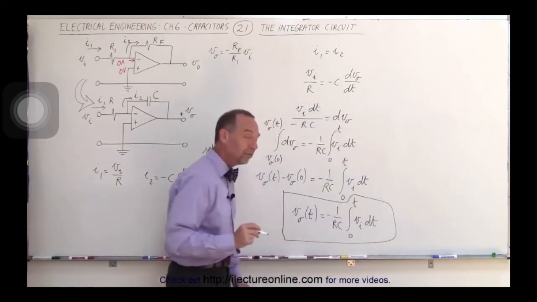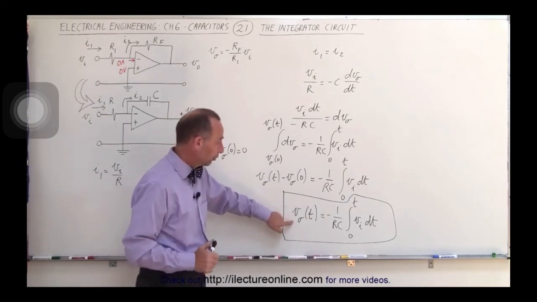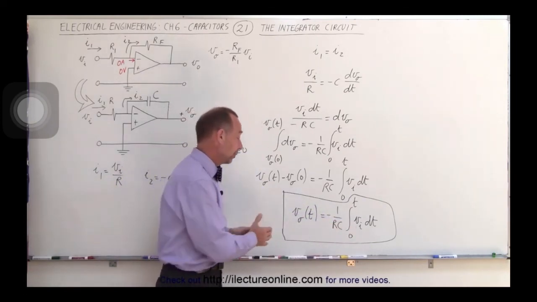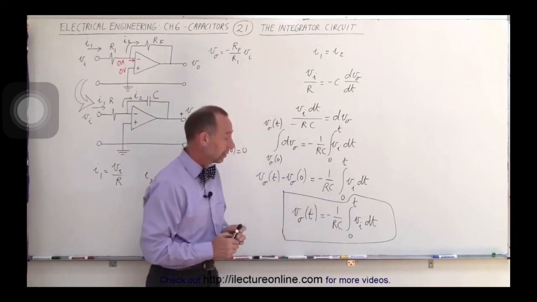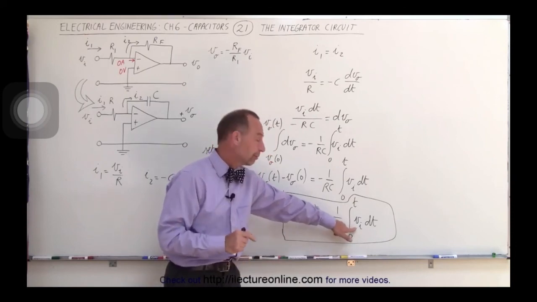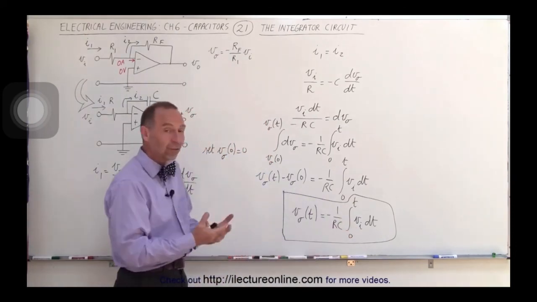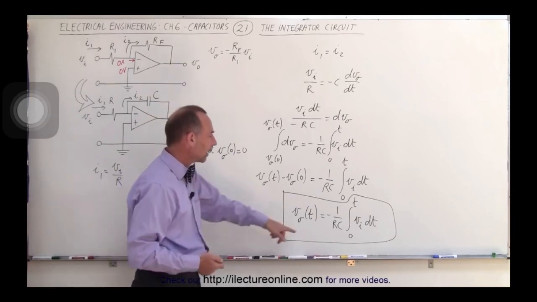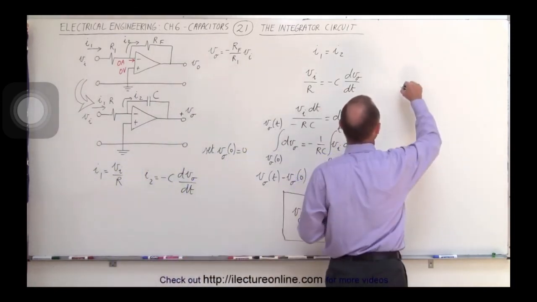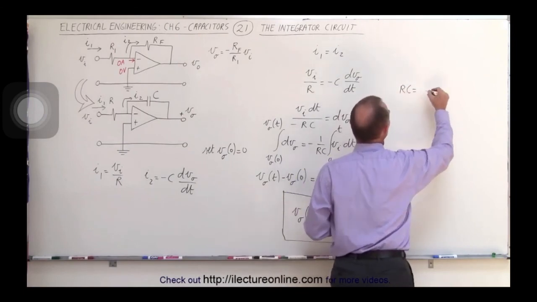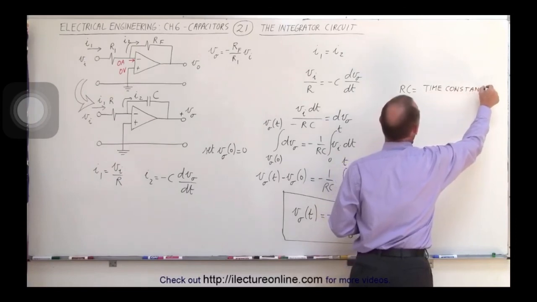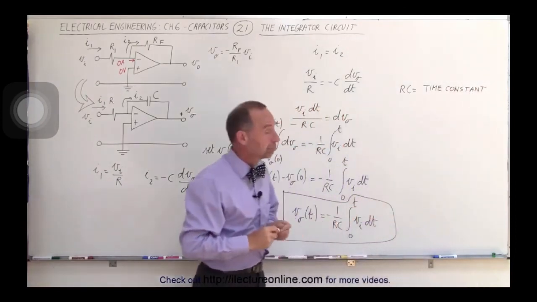What this is telling us is that the output voltage is proportional, not equal, because we have the minus 1 over RC there, to the integral of the input voltage. Wow. So this is what we call the integrator circuit. What about R times C? What is that equal to? Well, it turns out that R times C is simply equal to what we know as the time constant, which tells us how fast the capacitor will be charging.